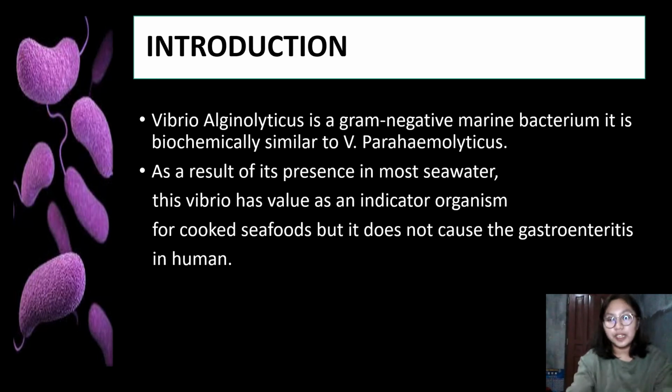As a result of its presence in most seawater, this Vibrio has a value as an indicator organism for cooked seafoods, but it does not cause gastroenteritis in humans. So what is the main cause of gastroenteritis if it is not V. alginolyticus? The main cause of gastroenteritis is Vibrio mimicus. But gastroenteritis is an associated disease for V. alginolyticus.